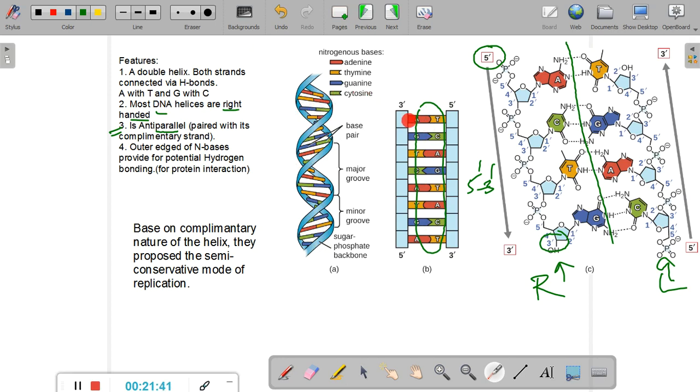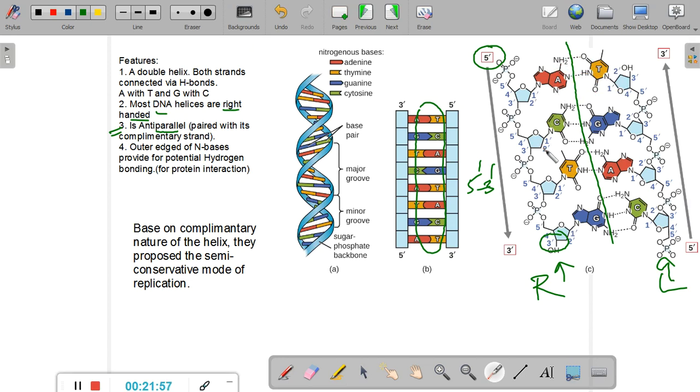See, the ends of the nitrogenous bases are not exposed because they are bound. So these are the nitrogenous bases. The end is bound to the sugar. The other end is involved in hydrogen bonding. This particular end is again bound to the sugar. And this particular end of this nitrogenous base is involved in hydrogen bonding.